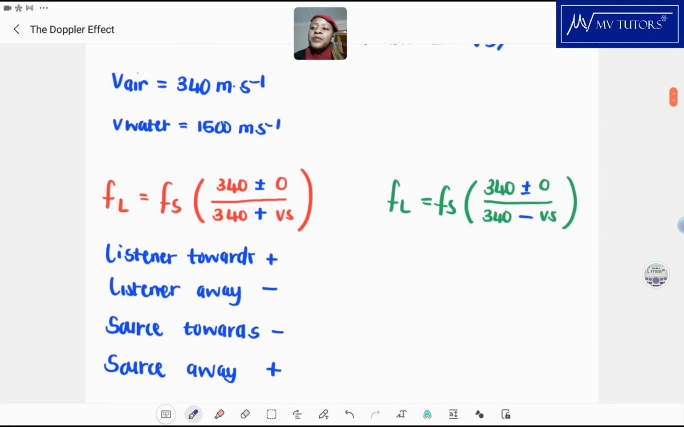So basically, if the listener is moving towards the source, you use a positive. And if they're moving away, you use a negative. If the source moves towards the listener, you put a negative. And if it moves away, you put a plus. So it depends. The source and the listener could both be moving away or towards each other, or one could be stationary and the other could be moving.